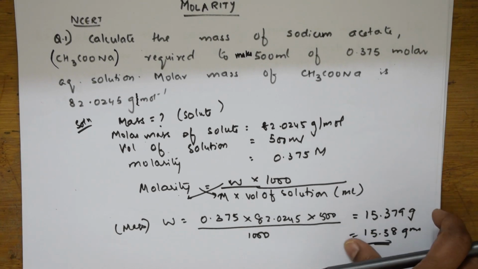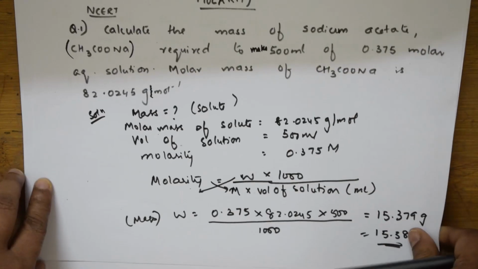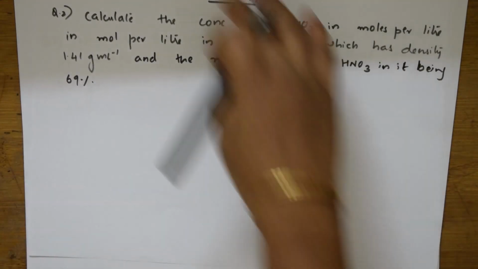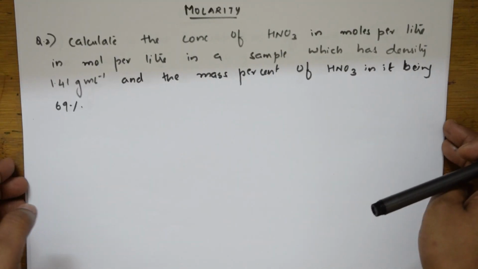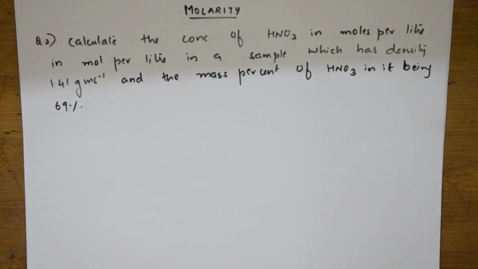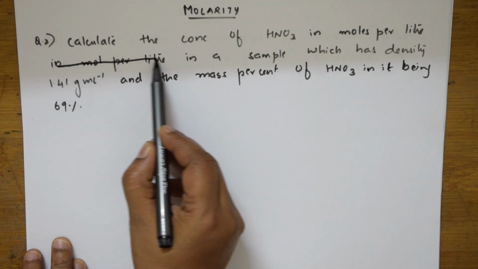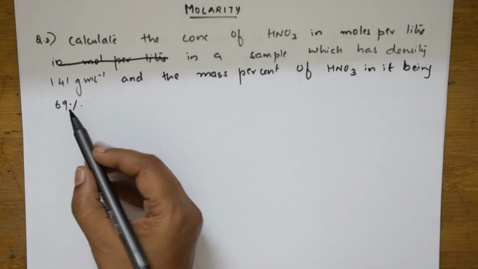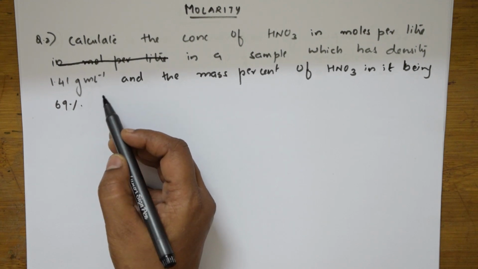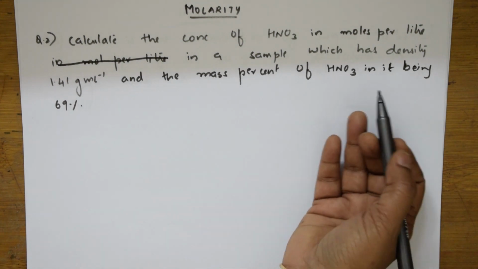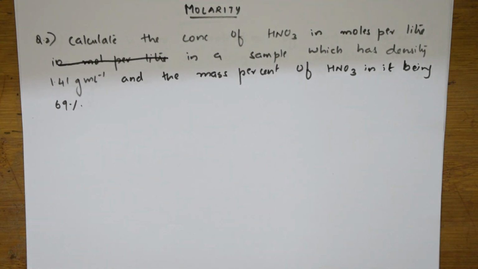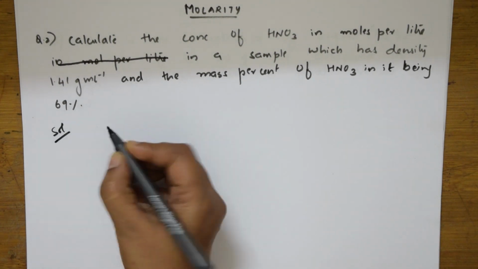Hope this is clear to you all. Fine. So let us see the next question in molarity. So here in the next question, what do they give us? Right, let's read. Calculate the concentration of nitric acid in moles per liter. This is the same sentence which is repeated, in moles per liter, in a sample which has density of 1.41 gram per milliliter, and the mass percentage of nitric acid in it being 69%.